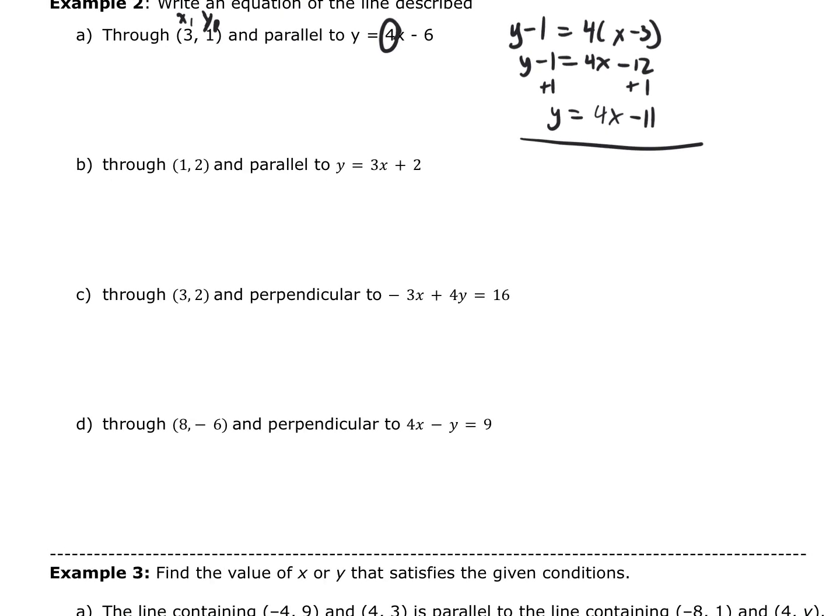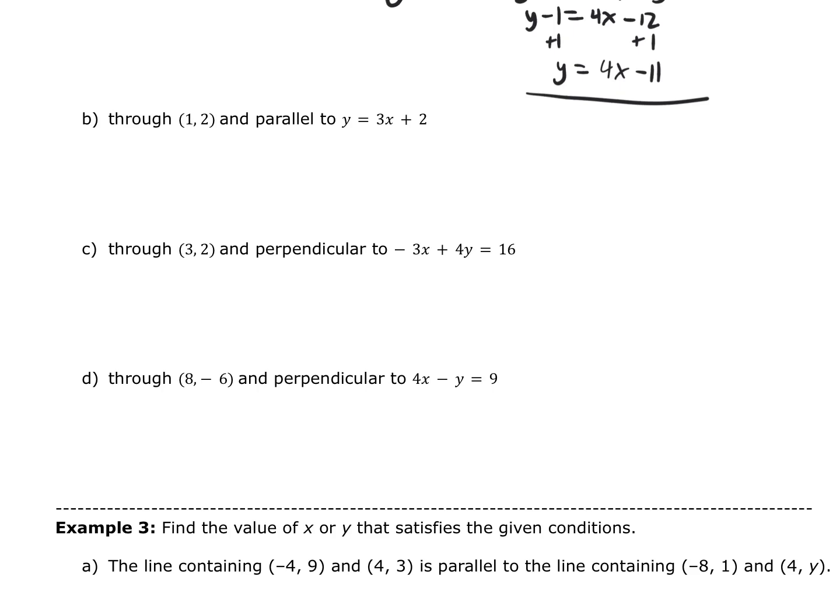Okay, moving on to this next one. Parallel to y equals 3x plus 2. Parallel, again, means same slope. So I know my slope is 3. So I set this up in point slope form. Y minus 2, because that's my y sub 1, equals 3 parentheses x minus 1. Distribute the 3. Make that 3x minus 3. Add 2 to both sides. Y equals 3x minus 1. Alright, and that is my equation.